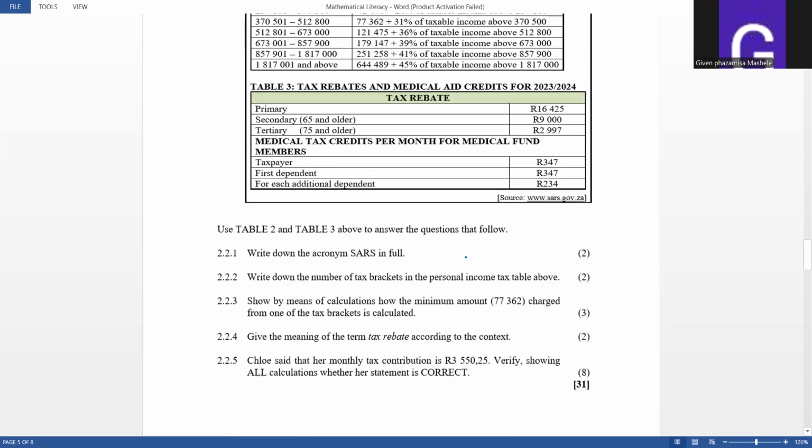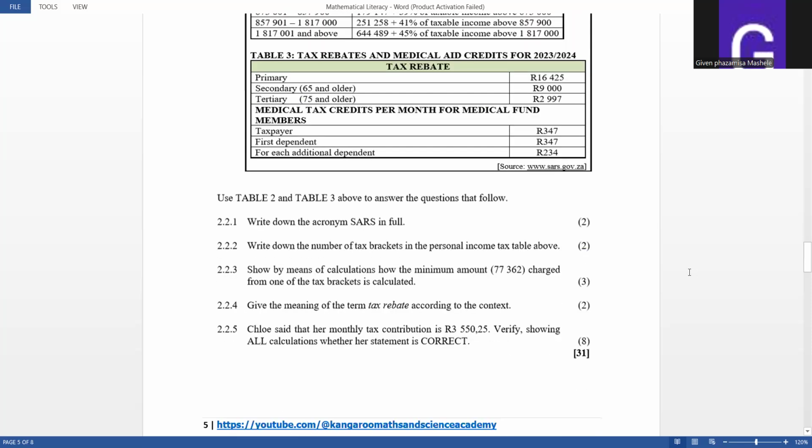The first one says, write down the acronym SARS in full. Okay, we can answer that. This is South African Revenue Services, fine. Write down the number of tax brackets in the personal income tax table above.